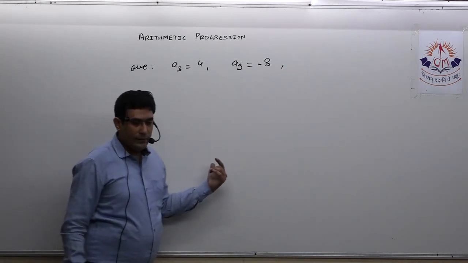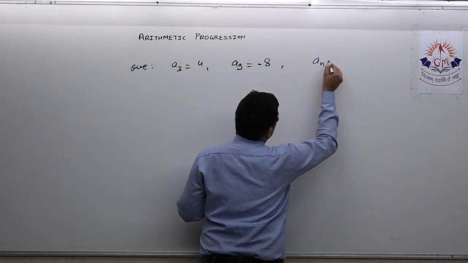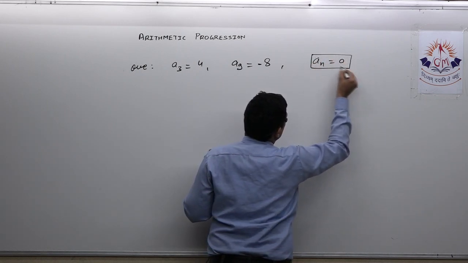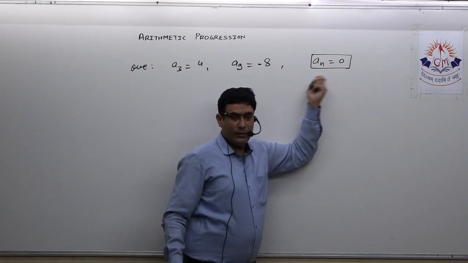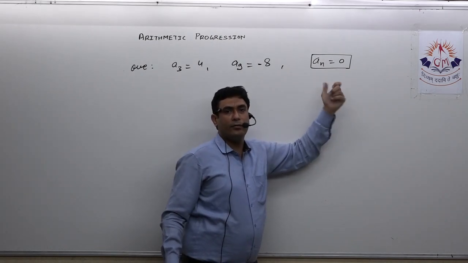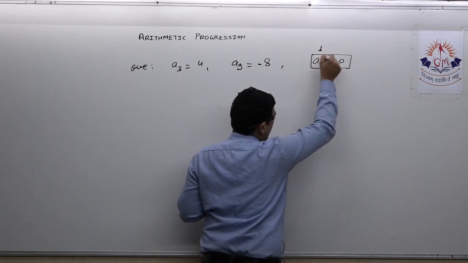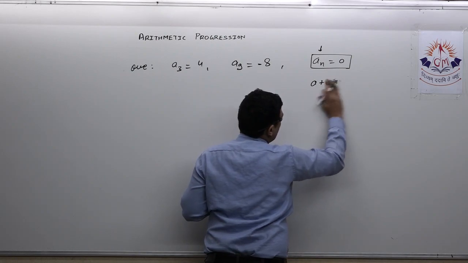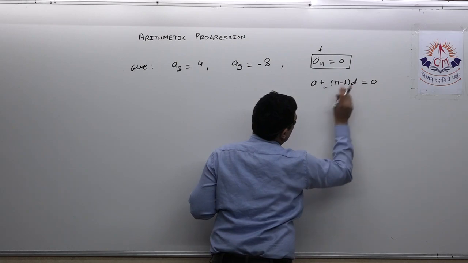So to get that, if I assume the nth term is 0, then I will put an equal to 0 and then by solving this get the value of n. Now when I put an equal to 0, that means a plus n minus 1 into d equal to 0. I'm assuming the nth term is 0, that means a plus n minus 1 into d equal to 0.